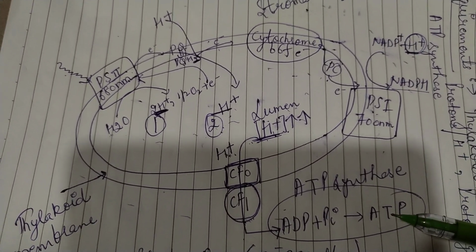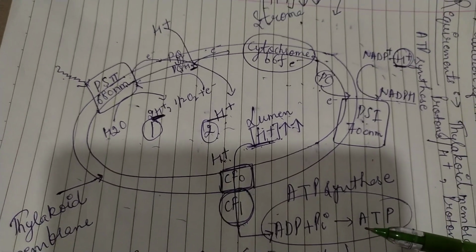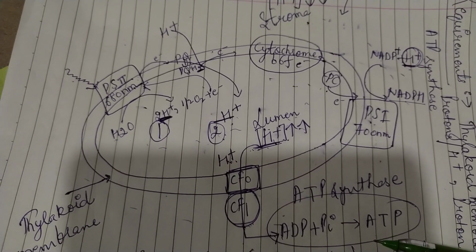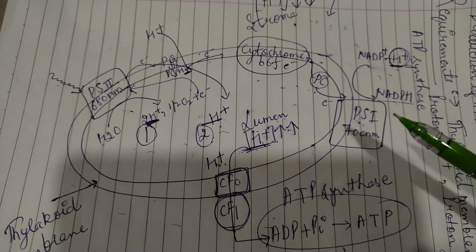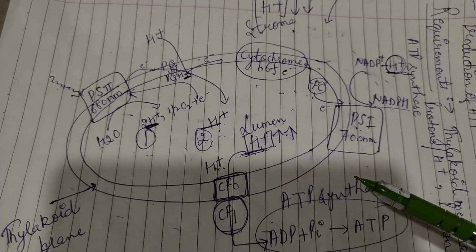In the next class we will discuss about dark reaction, in which we will discuss that how the glucose is synthesized by using the ATP and NADPH, which are synthesized in the light reaction.